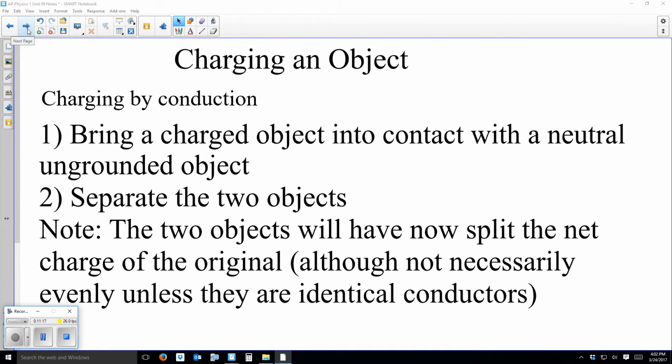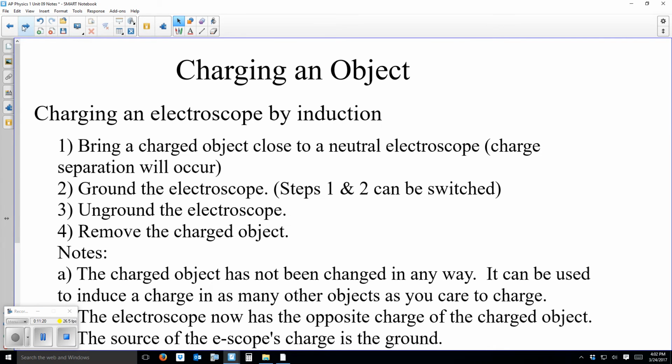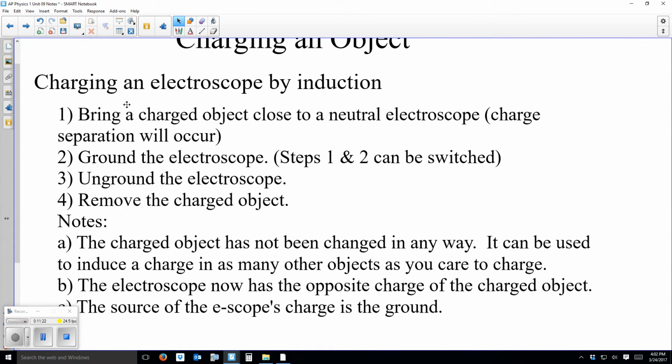Charging by induction is where we charge without touching something. And in order to do this, we have to ground and unground the electroscope. When we ground the electroscope, we either push off or bring on extra electrons. And when we unground it, we cut that connection off. So we either added some electrons or we took away some electrons from the electroscope. This is a situation where it's not a closed system, so we are going to get an actual change in the number of electrons, the amount of charge that's present in our system. Things to remember, the charged object doesn't get changed at all.